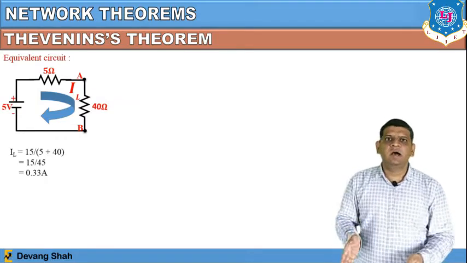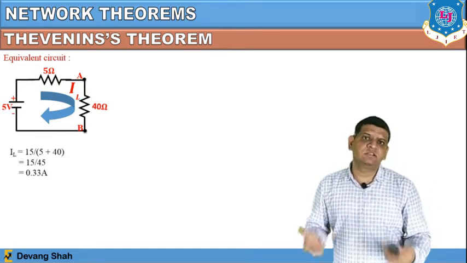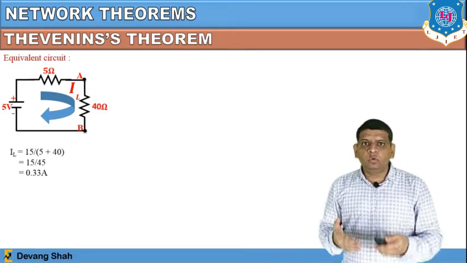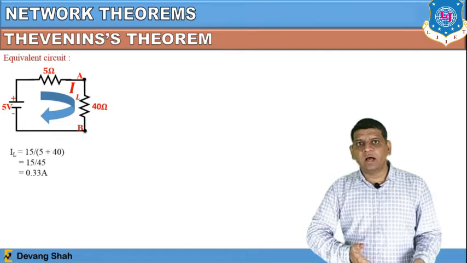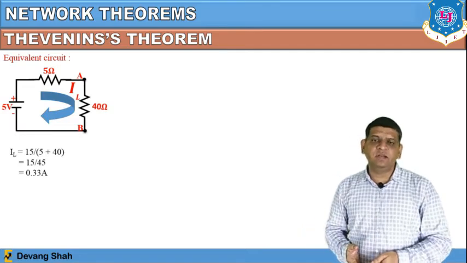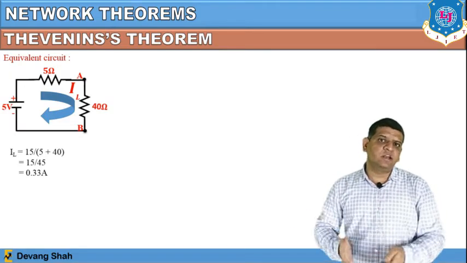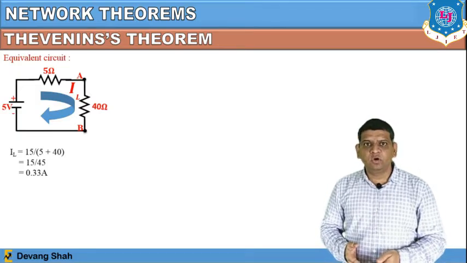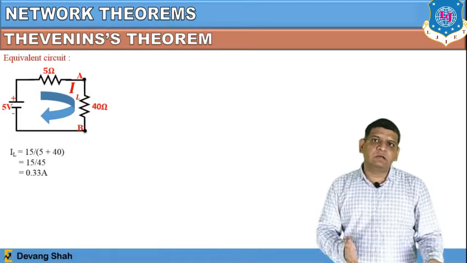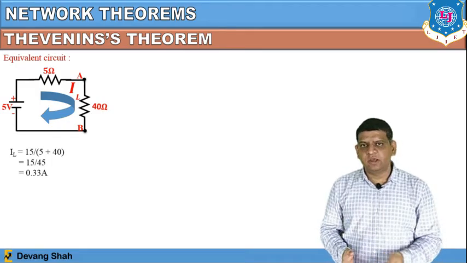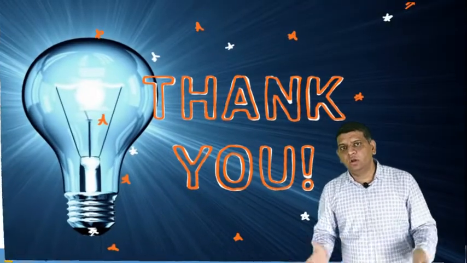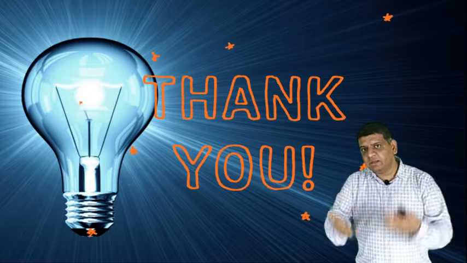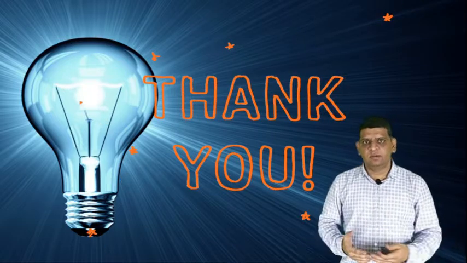Now you connect your RL. Once you connect your RL, it's step number 4. You will find the total current IL which is passing through RL: VTH divided by RTH plus RL. So 15 divided by 5 plus 4. So ultimately your IL current is nothing but 0.33 ampere. So by this way you can apply Thevenin's theorem and you can solve the examples, right?